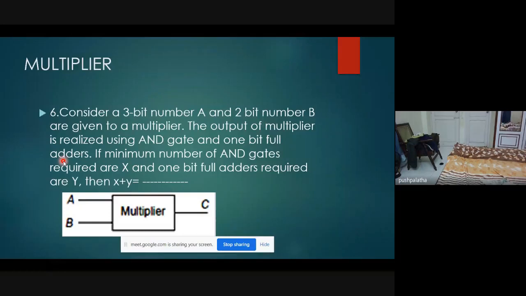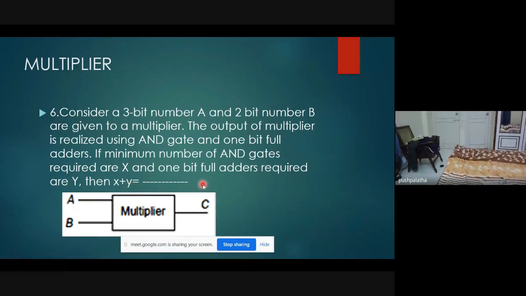If the minimum number of AND gates required is X, say for example, the number of AND gates I am denoting with X, right? And 1-bit full adders required are Y. So I am representing the number of AND gates required as X and the number of adders required as Y. So how many gates do you require? That is the question.